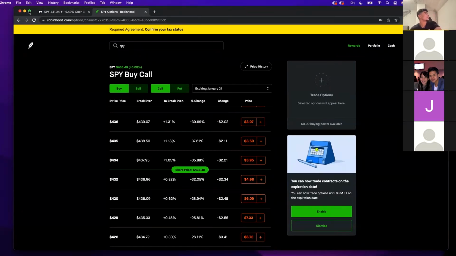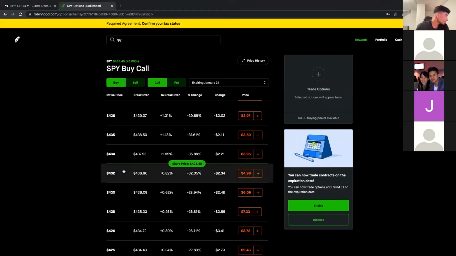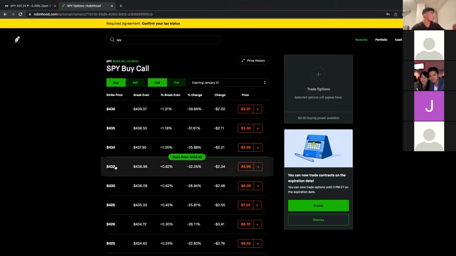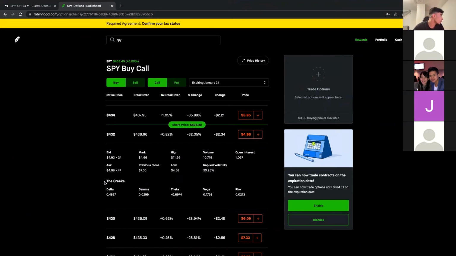So now we're on Robinhood and we're looking at an actual option chain. Let's say we were to click on this 432 call. Right over here, you can see your delta value, 0.48. This is something we can work with. You look at your theta, your theta sitting right here is at negative 0.69.